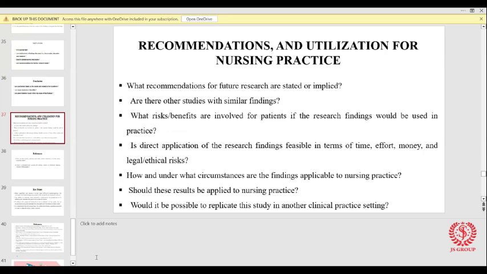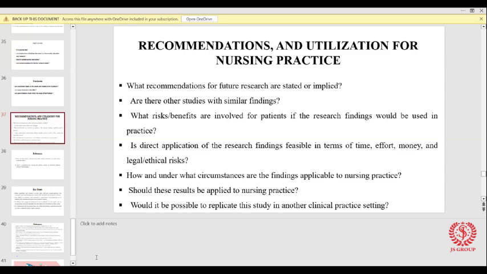Are there any other studies with similar findings? We have to check in the final chapter also. What risks and benefits are involved for patients if the research findings are used in practice? Suppose in future the research results are utilized in clinical practice, what risks and benefits will happen? Is risk more or benefit more? The researcher has to give an explanation.